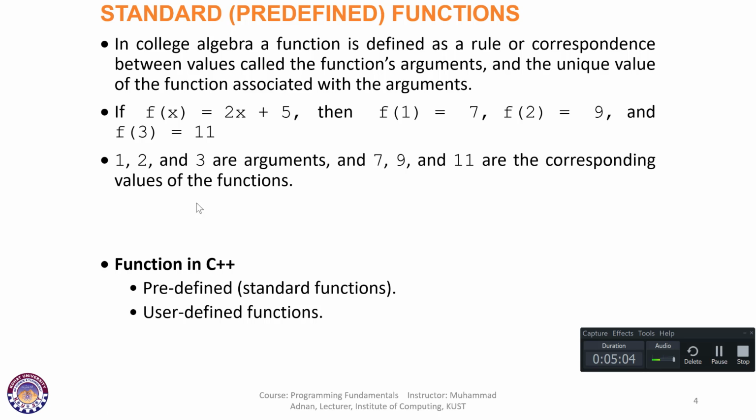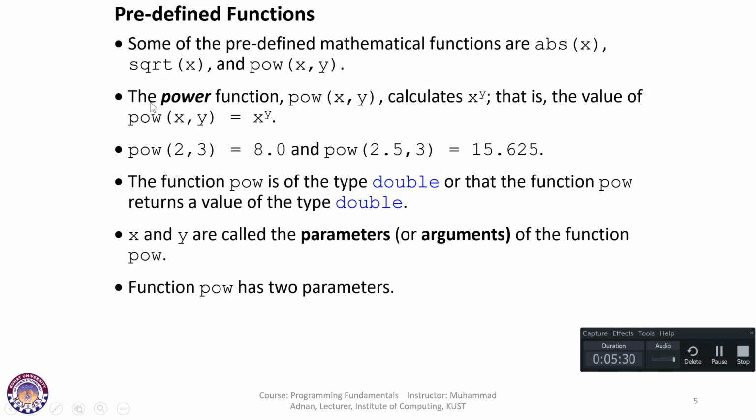Normally in C++, functions are divided into two categories. One is predefined standard functions, also called built-in functions, and the other is user-defined functions. Both are important, both are used in C++ programming, and it is very vital that you have a sound, complete understanding of these concepts. So we have predefined functions. Some of the predefined mathematical functions are absolute, square root, and power.